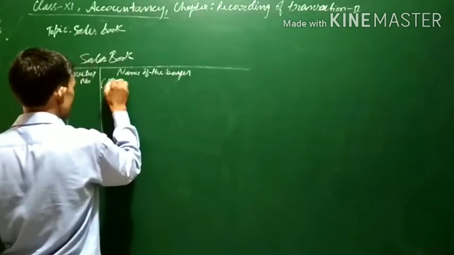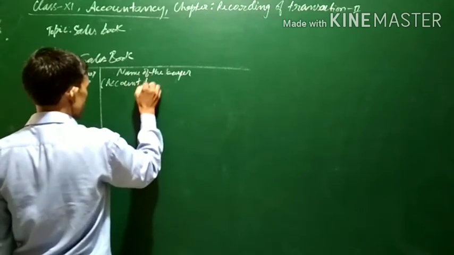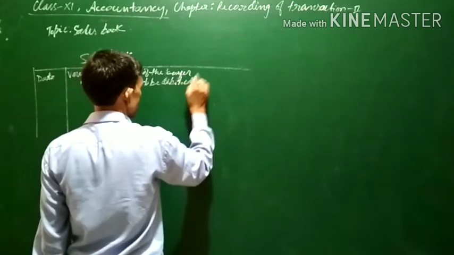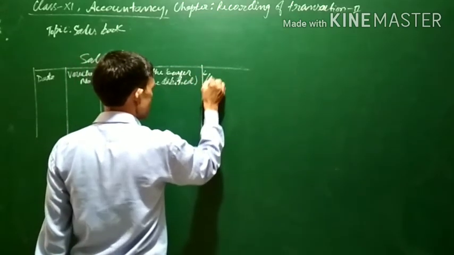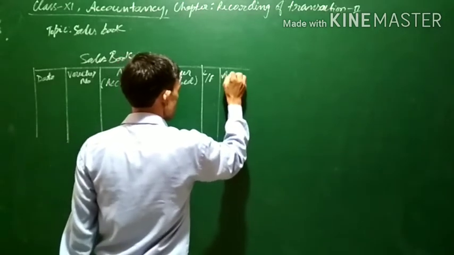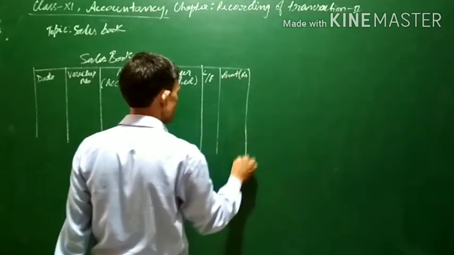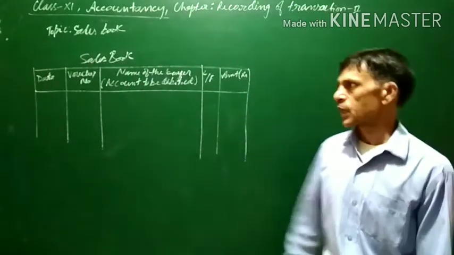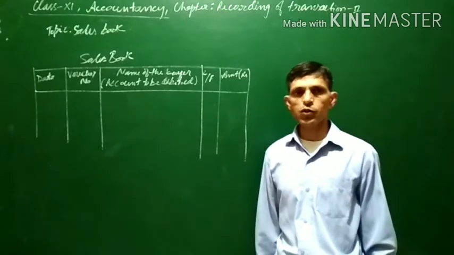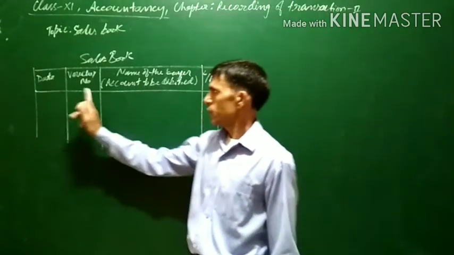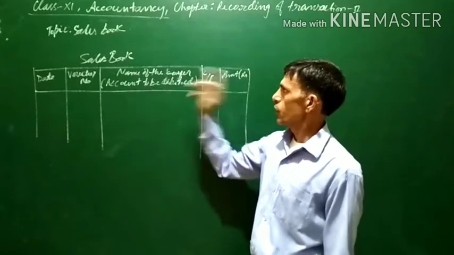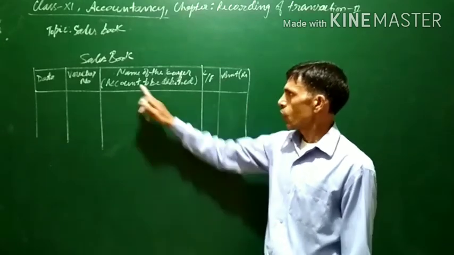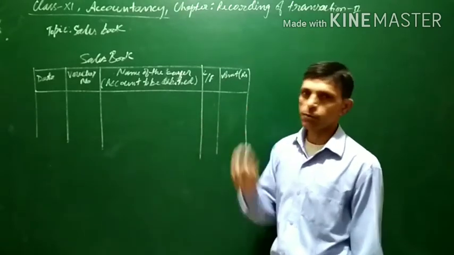Or you can also write account to be debited. Next is ledger folio, and last is amount in rupees. This is the format of a sales book. Just like the purchase book, the format is almost similar. Date and voucher number will be there. In the purchase book, we write the name of the supplier. In the sales book, we write the name of the buyer or account to be debited. Then the folio column and amount column.